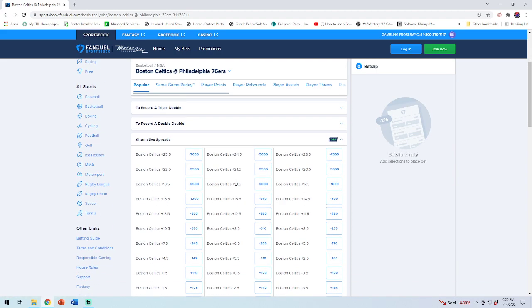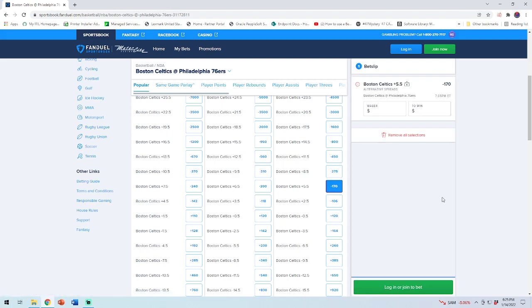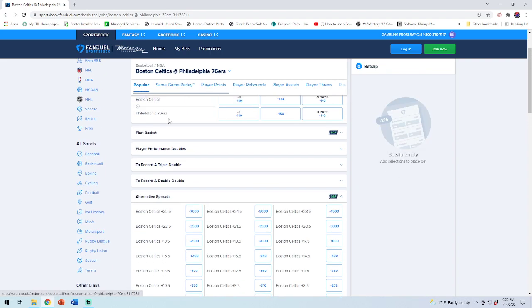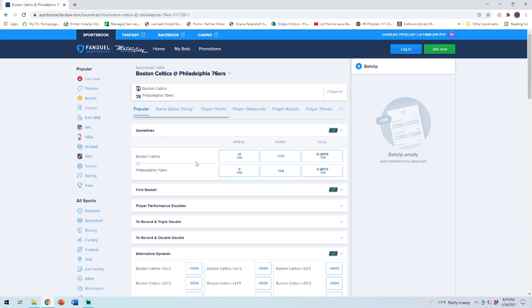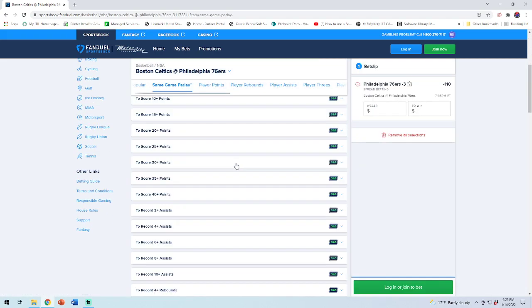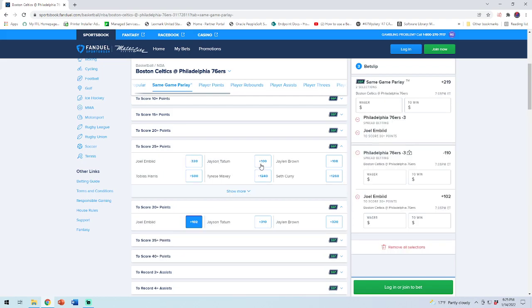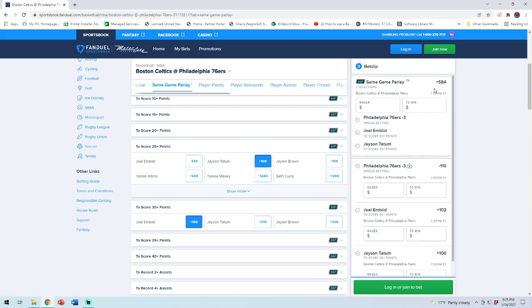Or if you're not as confident, and you don't like just the 3 points, well, you can swing it over to, say you want to take +5.5. That's also an option. And then you can also parlay alternate spreads. There's a lot of options you can do here. You can even add them to same game parlays. If you like a team, let's take the Sixers -3. We can throw it in with Embiid to put up 30 and Tatum to put up 25. And that's our same game parlay right there.